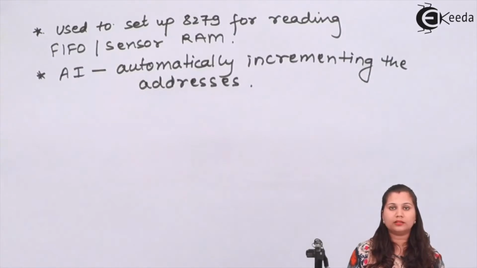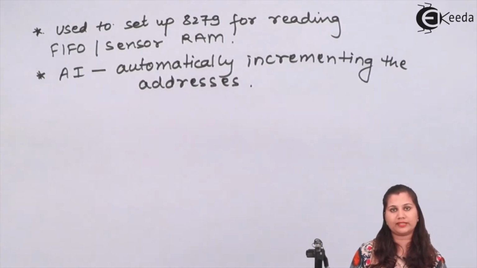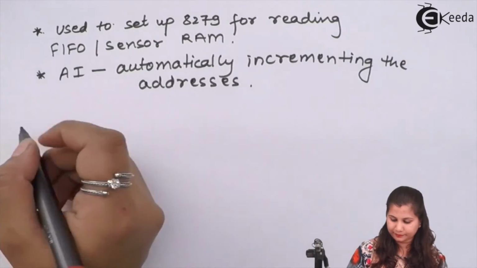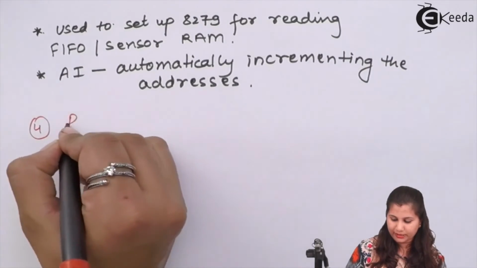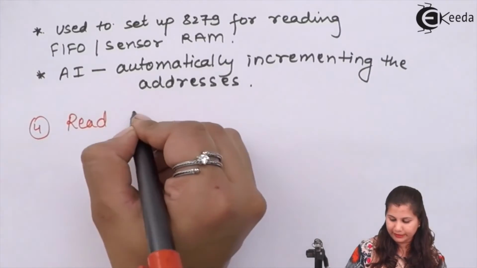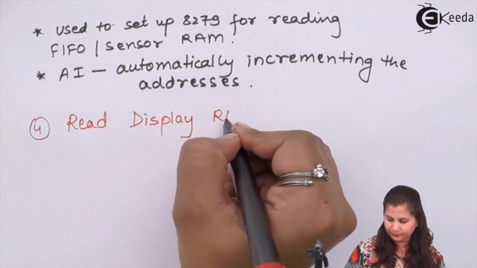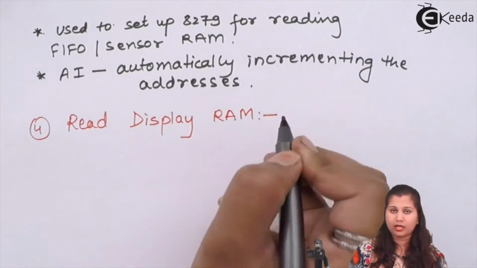So this was the third mode, the read FIFO sensor RAM. Then we have the next mode, which is read display RAM.